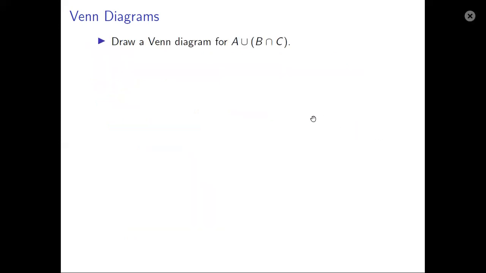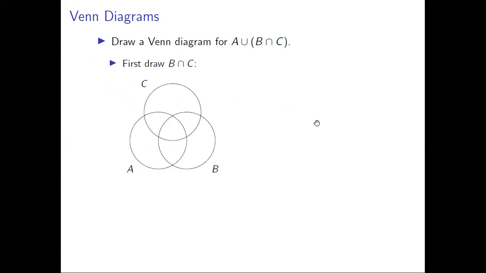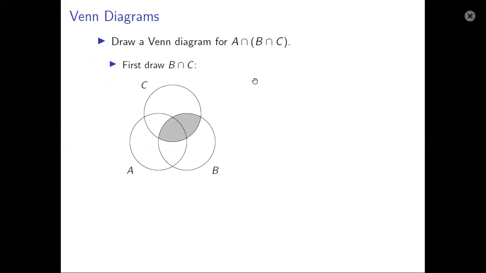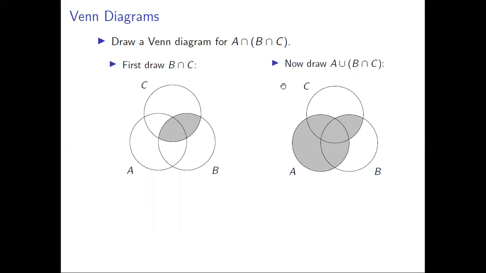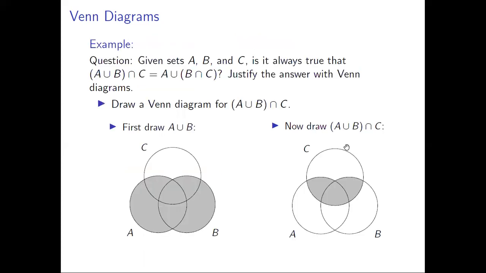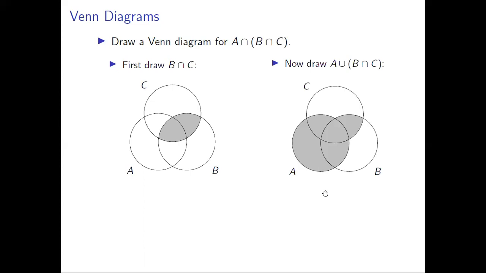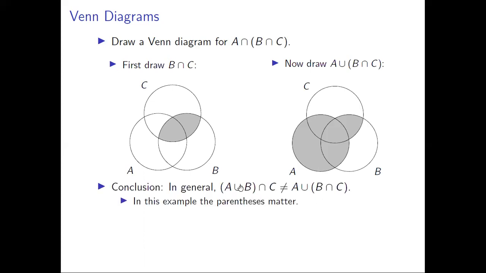Now we want to do the diagram for A union B intersected with C, with the parentheses on the right. So we first do what's in parentheses. That's B intersected with C. So that's this, B intersected with C. And then we want to find the union of A with B intersected with C, which is this. Now, if we compare this drawing here on the right with this one here on the left, we see that they're not the same. Okay. Conclusion: in general, A union B intersected with C is not equal to A union B intersected with C.